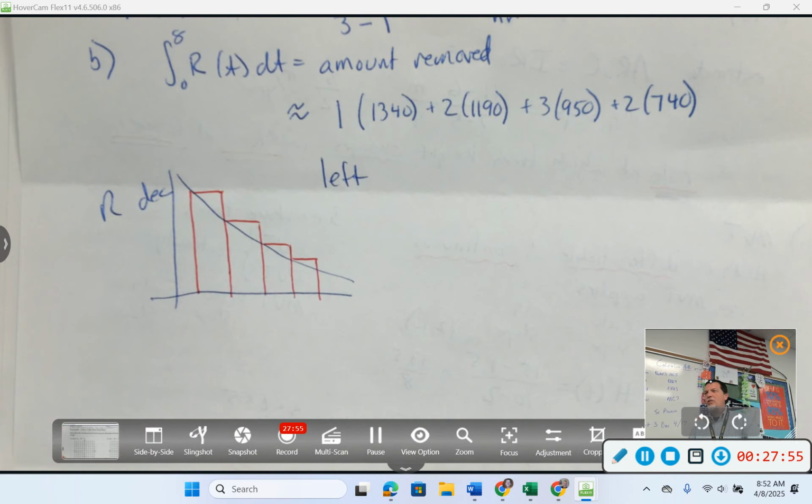So a left Riemann sum of a decreasing function is an overestimate. The main words they're looking for there is the left sum of a decreasing function is an overestimate. And you don't even need the picture, but the picture sure makes it easy to figure out if it's over or under.